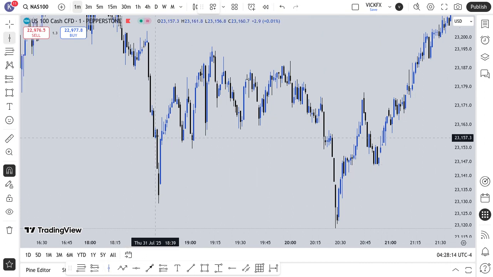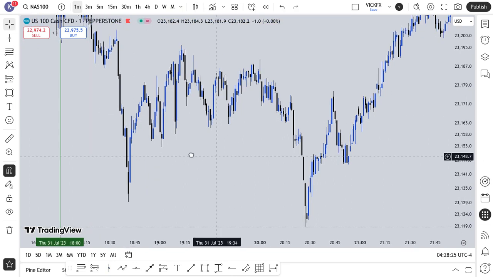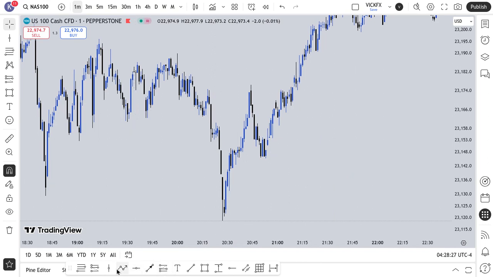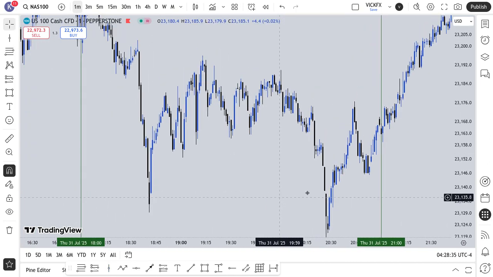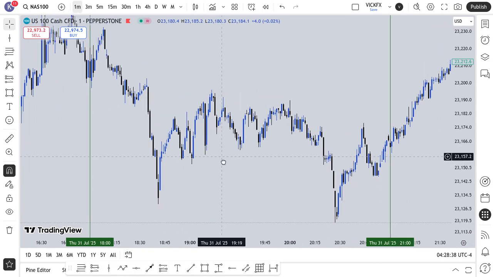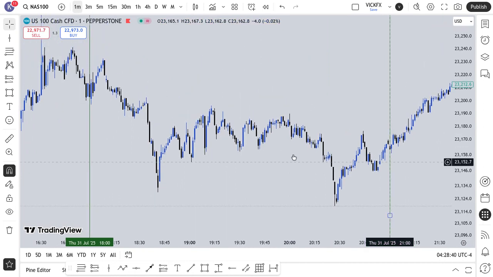So when the market opens at 1800, you're going to base your analysis between 1800, and you can put a vertical line there, and 21. So make sure by 21 all your trades are closed. You don't have to be holding trades after that time. Inside here we're going to notice which liquidity has not been taken out or which liquidity has been taken out.